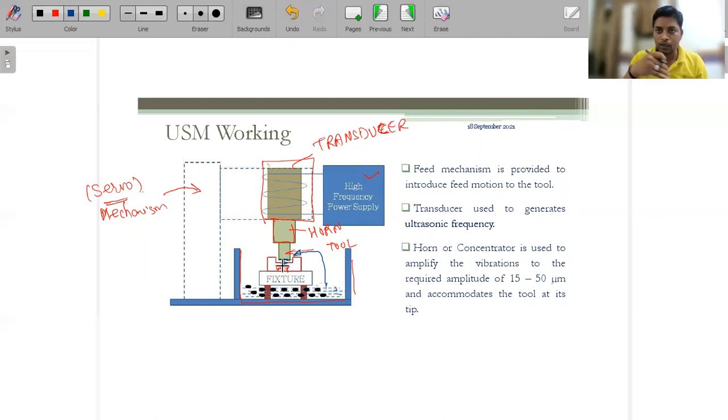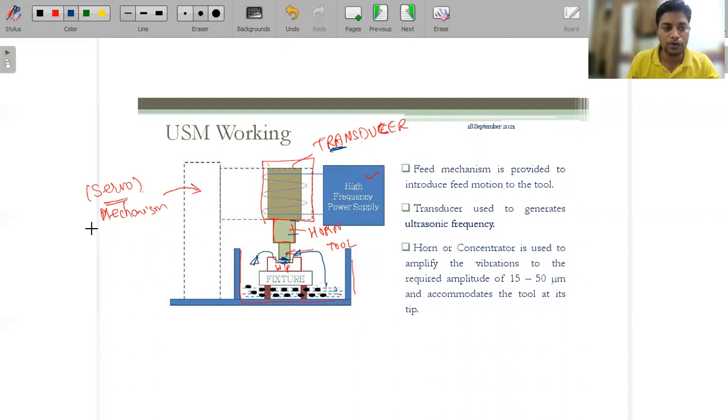In between it is flooded, and as we switch on the power supply, the transducer starts vibrating. Because of that vibration, the horn modifies the amplitude, and that modified amplitude is transferred to the tool. That complete vibration is transferred to the abrasive particles between the workpiece and the tool, and that removes the material. So this is basically the working.